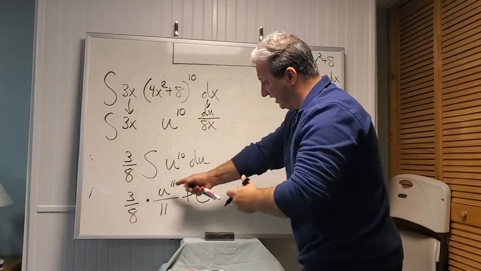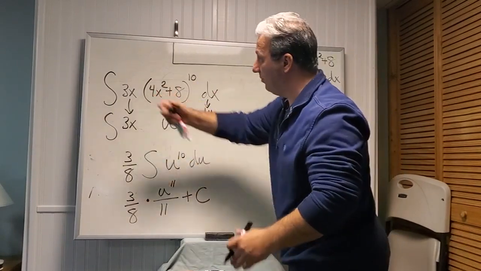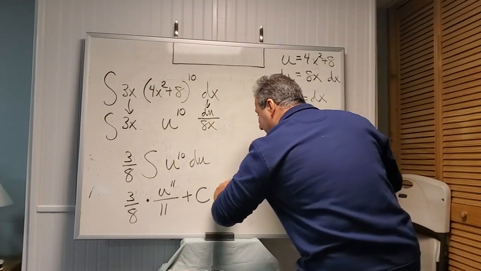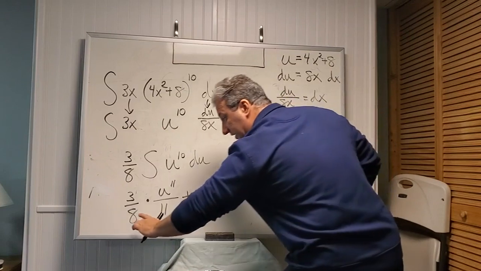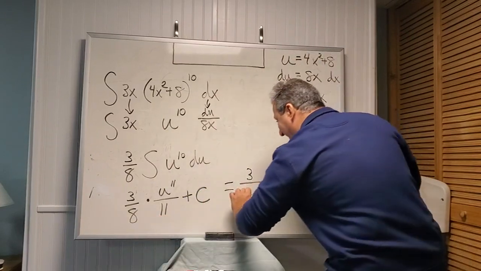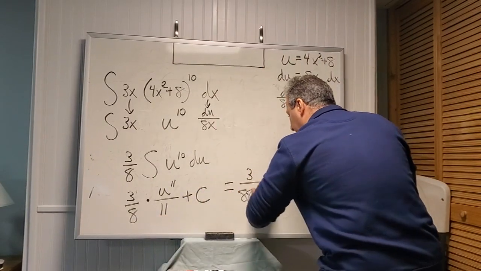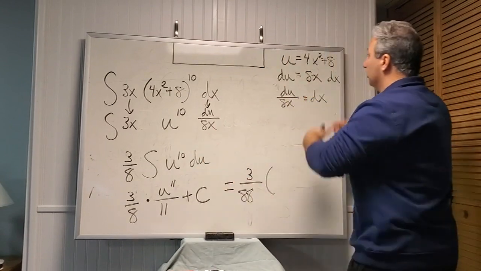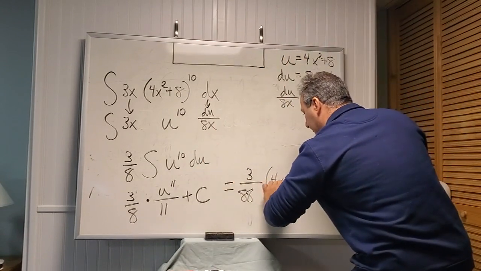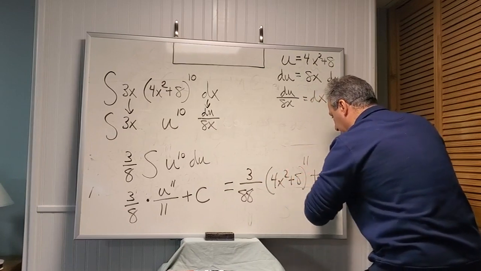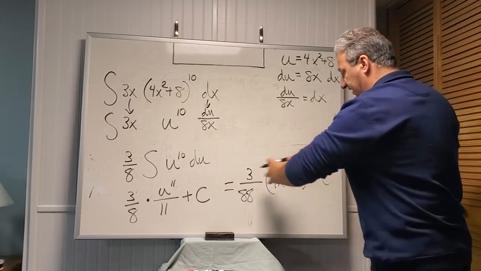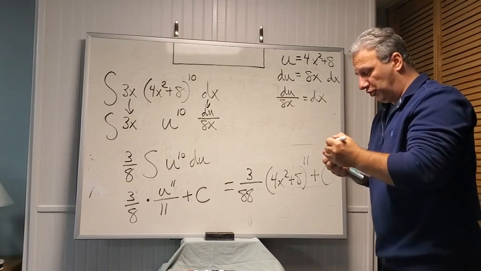The problem is it has a u in it. The original problem had x's in it. So your last step is to re-plug back in. Allow me to multiply, by the way. 8 times 11 is 88. And what we have is u. Well, u is 4x squared plus 8 to the 11th plus c. And so this is my actual answer.